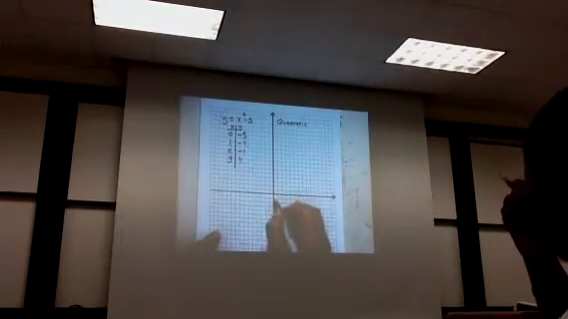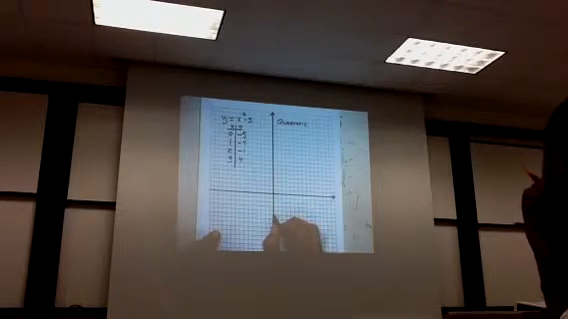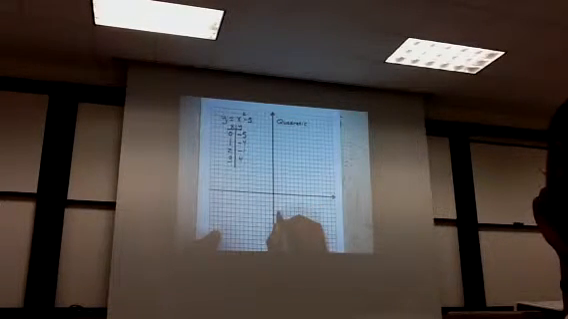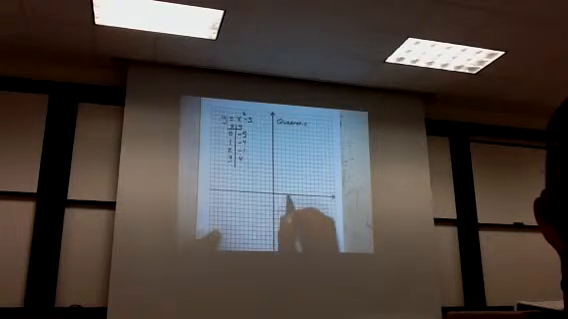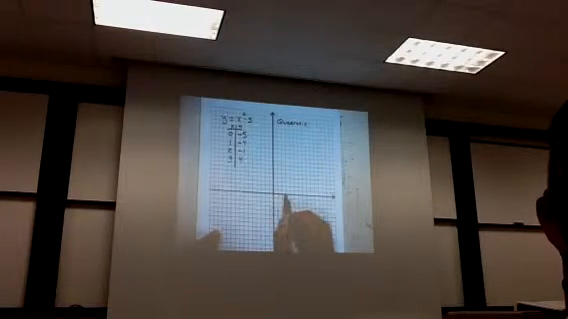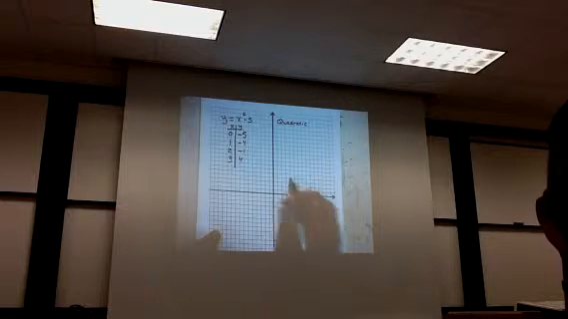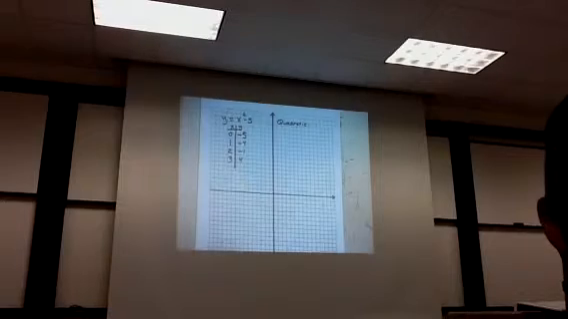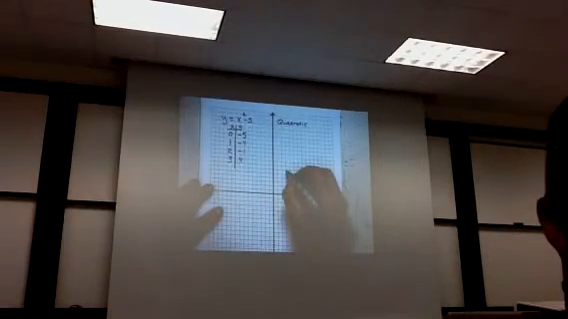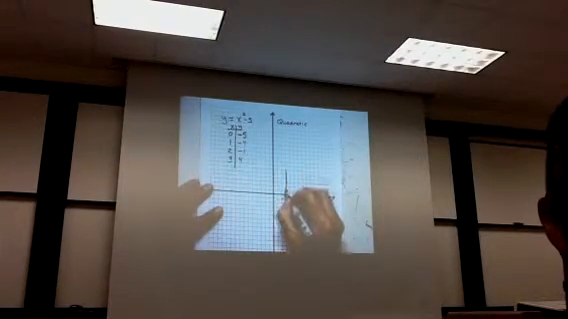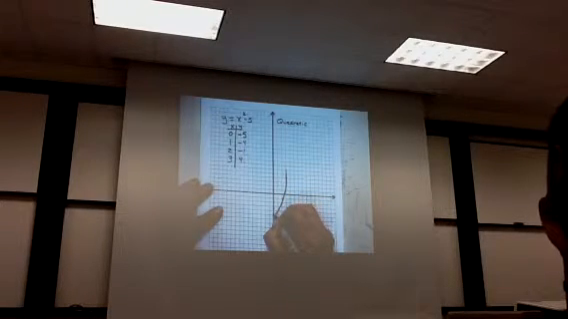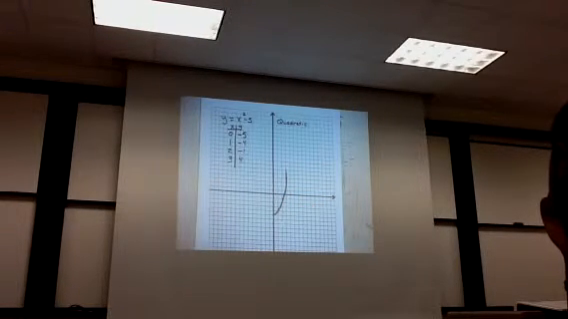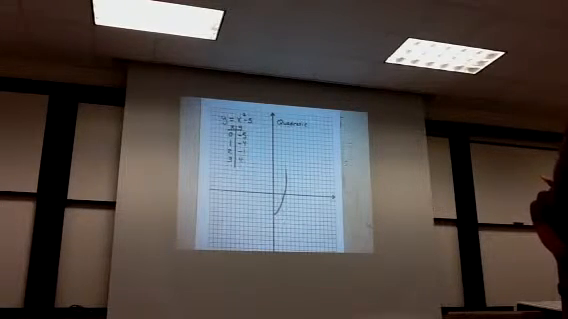0, negative 5. 1, negative 4. 2, negative 1. 3, 4. And I see, if I try to use my ruler, that won't work. It's a curve, and I follow the curve. And there's a graph of my parabola, right? It's kind of like an extreme sport skateboard ramp.